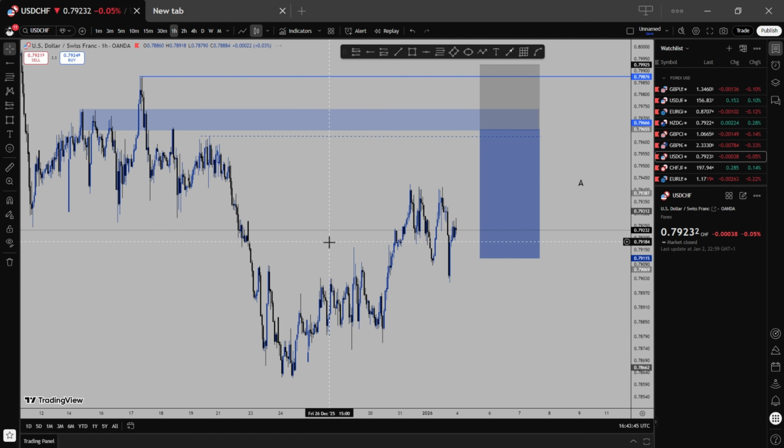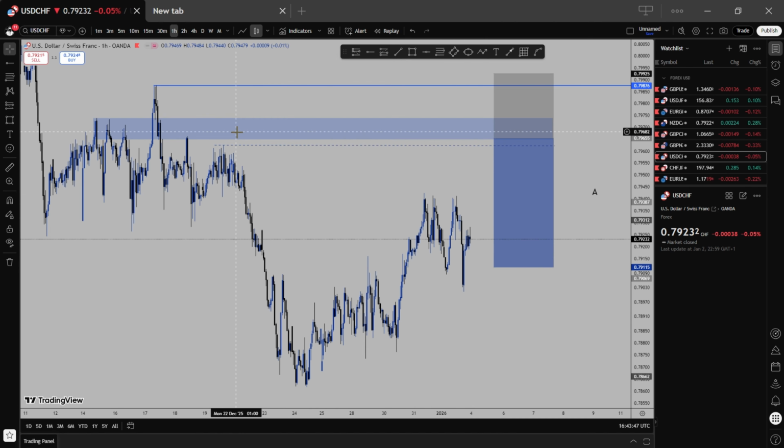Yes, another A setup. You can see the sweep, the break of structure, and then price creating for us the SLQ right here. Our entry, and then we sell.